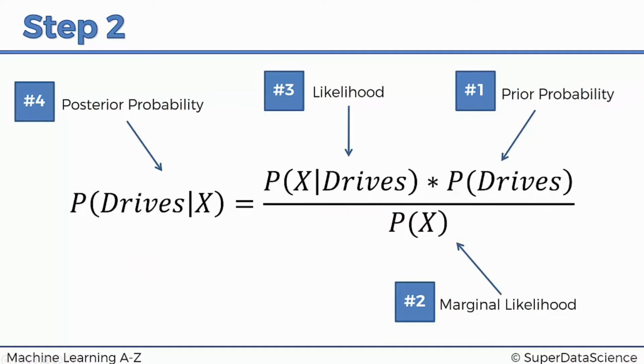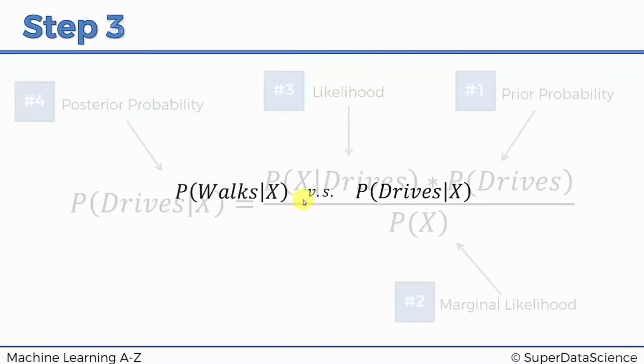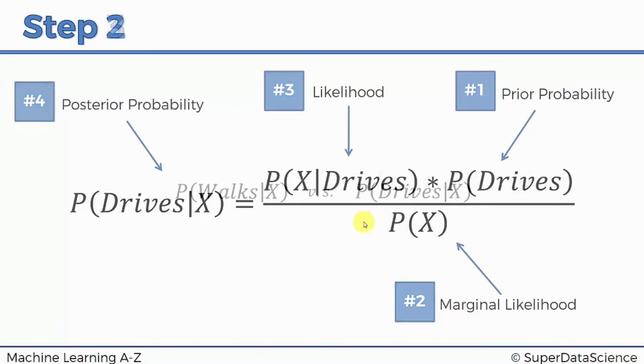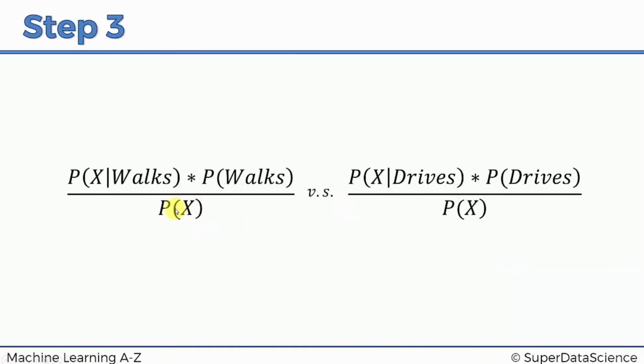So what did we do in step 3, right? Let's move on to step 3 from here. In step 3, we compared the two. If we take these two formulas, these right sides of the formulas, and put them into the comparison like that, you will see that at the bottom, the denominator is the same.